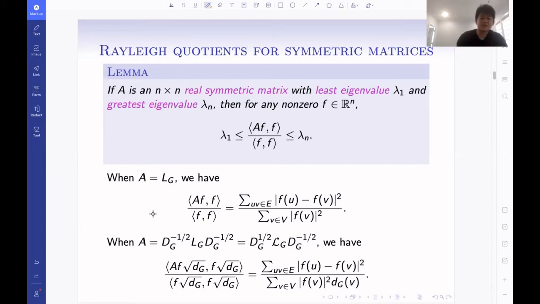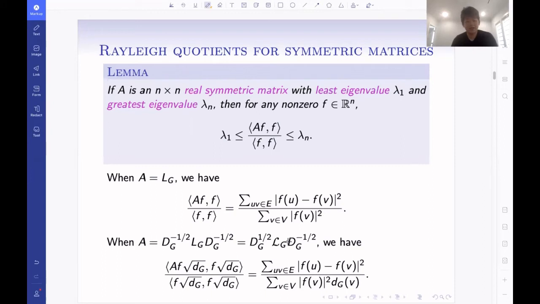And it's a little interesting to plug in A equals the combinatorial Laplacian. It turns out if you take the combinatorial Laplacian, then the numerator of this Rayleigh quotient is the sum over all edges of the square difference of f evaluated at those vertices. And of course, the denominator is just the sum over all vertices of f squared.